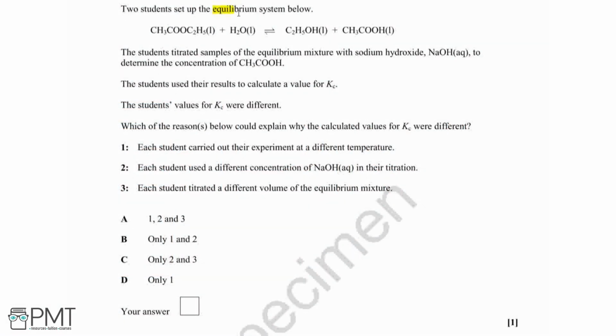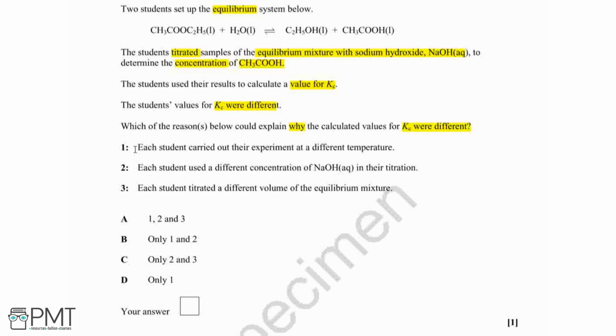Students set up the equilibrium system shown below. The students then titrated samples of the equilibrium mixture with sodium hydroxide in order to determine the concentration of the ethanoic acid. These results were then used to calculate a value for Kc, but they got different values for Kc each. Which of the reasons below could explain why the values for Kc were different?